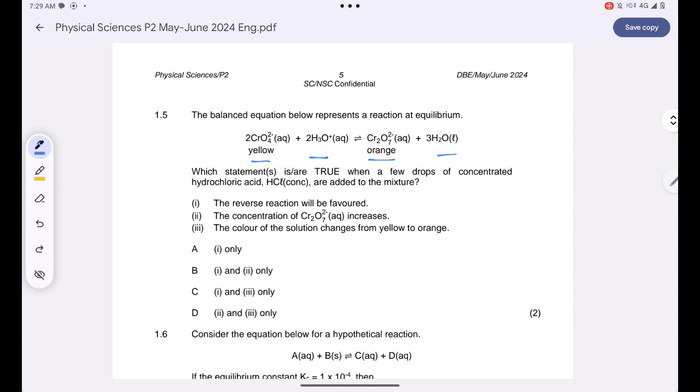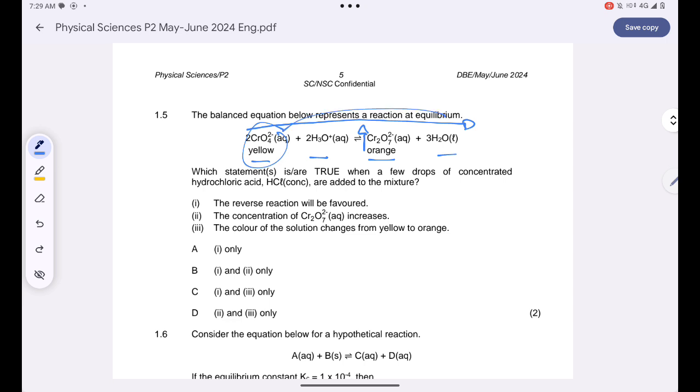to the mixture. Number 1, that concentrated hydrochloric acid will act as a catalyst, so it will speed up the reaction. So what will happen over here, guys, is that the forward reaction will basically be favored. The forward reaction will be favored, and if the forward reaction is favored, it simply means that the concentration of my dichromate ions will increase, and secondly, the reaction will change from its yellow color to orange color.